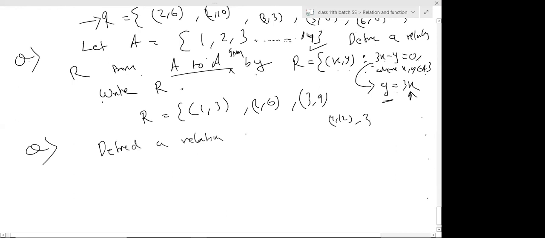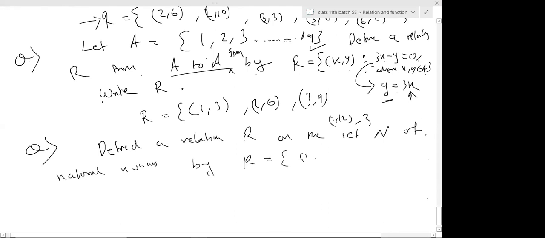Let's find the question. Define a relation R on the set N of natural numbers by R equals {(x, y) such that y equals x plus 5, where x is a natural number less than 4, x, y belong to N}. All right, try to solve this one.